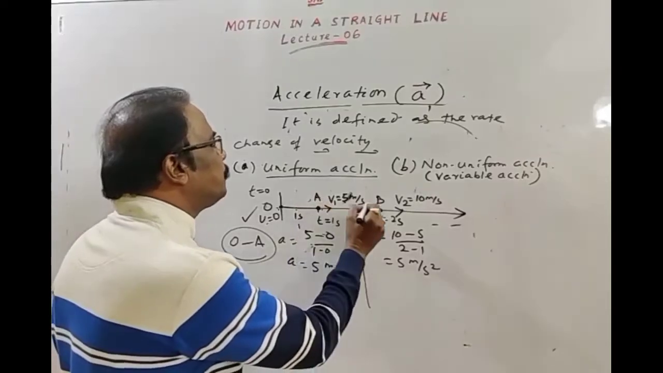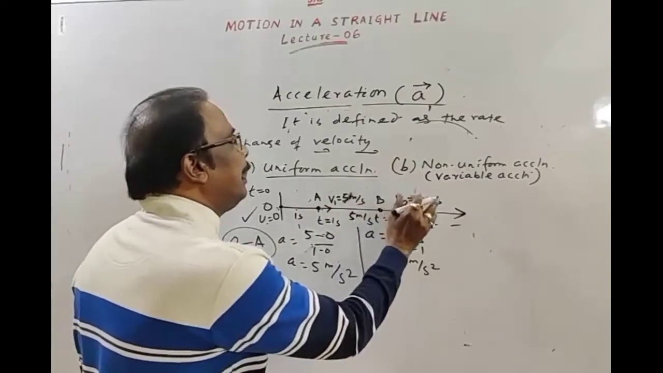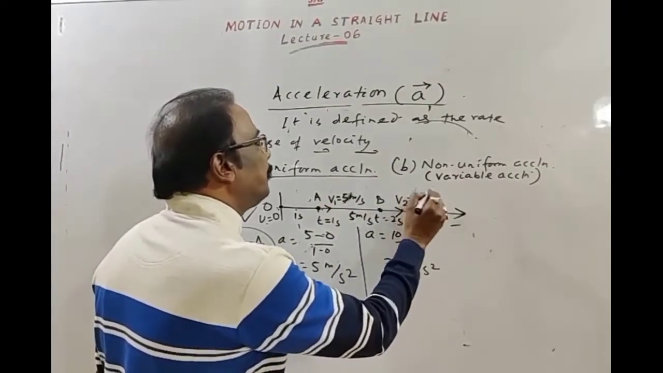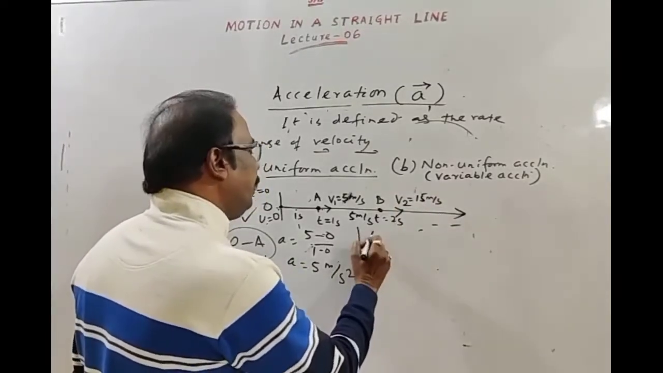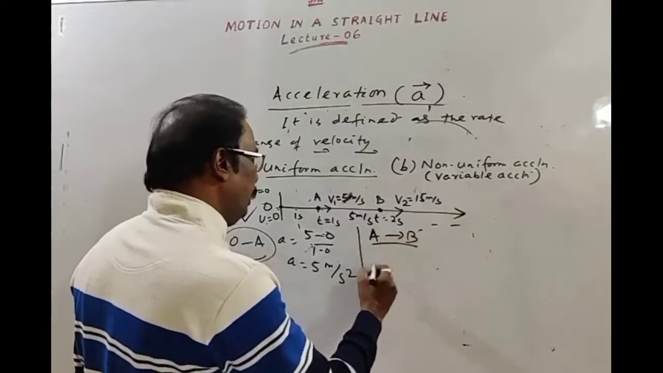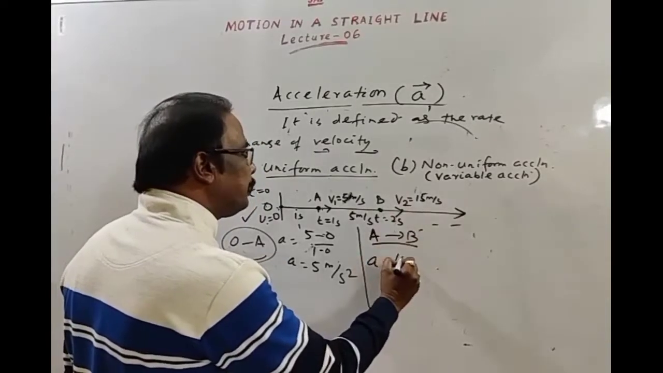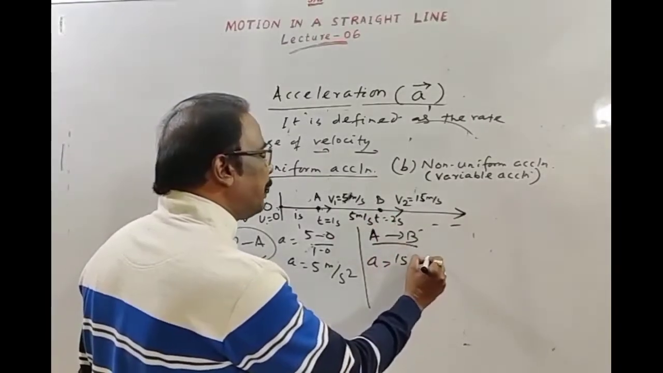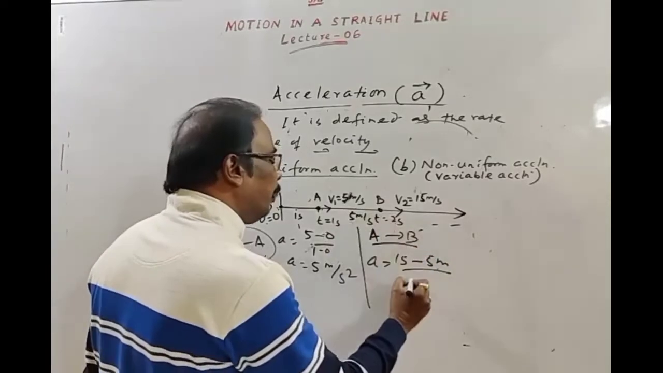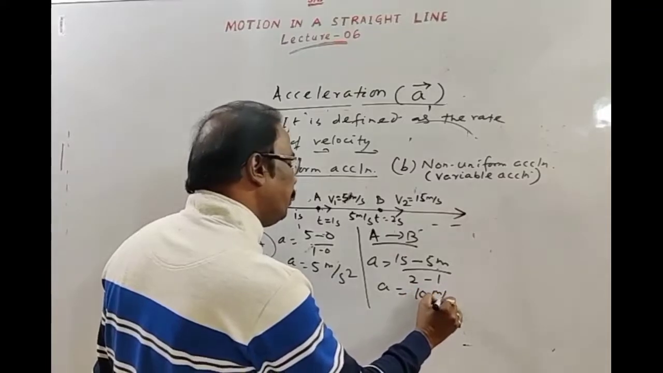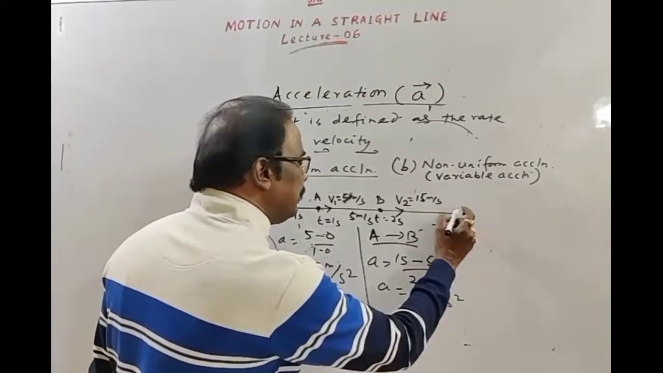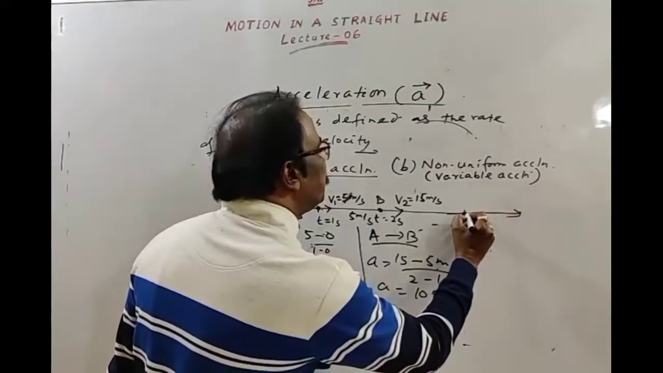But when the body moves from A to B, let the velocity here become 15 meter per second. Then from A to B, acceleration is change in velocity, 15 meter per second minus 5 meter per second, divided by 2 second minus 1 second. So acceleration comes to 10 meter per second square. If you consider another position, let this position be C.